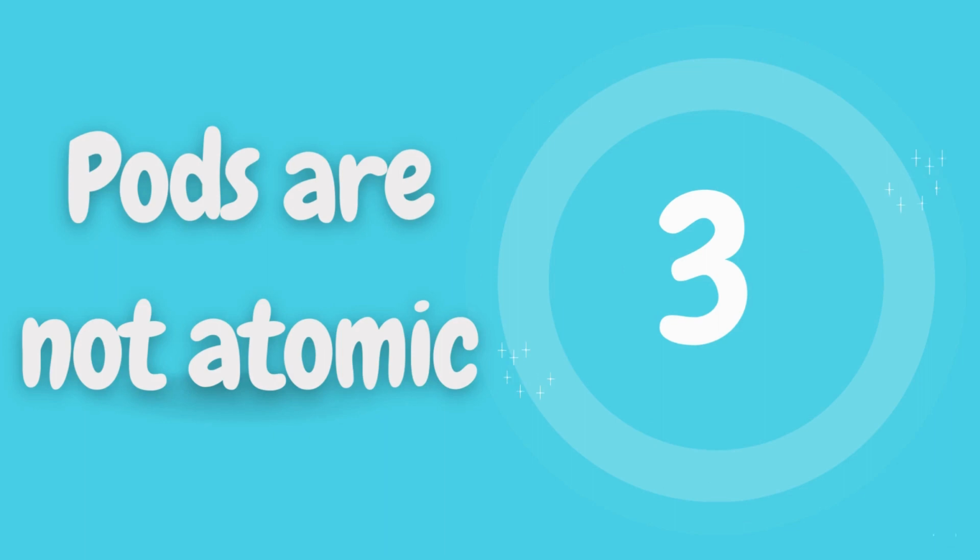So point number 3 is all about pods not being atomic. What exactly does it mean? Basically, pods can contain multiple containers, and these containers can start and stop at different times. This means that the pod as a whole is not atomic, and can potentially be in a partially running state.